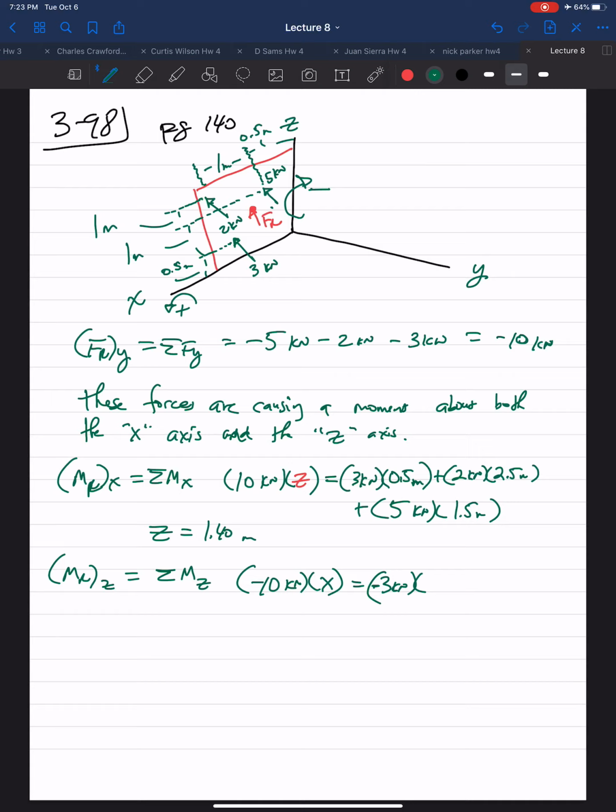Well, it is the 0.5 meters plus the 1 meter, so that's 1.5 meters. Minus the, let's do the 2 kilonewton force next. The perpendicular distance from that to the z-axis is the 1 meter plus the 0.5 meters, so 1.5 meters. Last but not least, the 5 kilonewton force. The perpendicular distance to the z-axis is 0.5 meters. Solve for x. You get 1 meter. So the resultant force in the xz plane is applied from the origin, 1 meter in the positive x direction and 1.4 meters in the positive z direction.